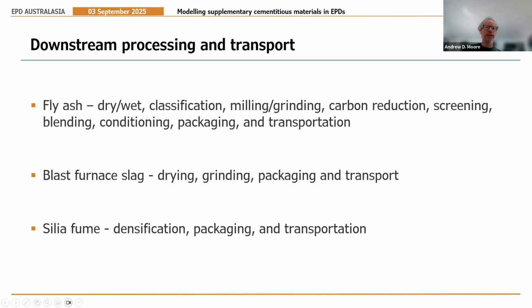So if the fly ash is collected dry and it comes through the electrostatic precipitators and is caught in the bag house and then put in a silo, there's very little additional processing associated with that. There could be some classification, like it could go through a cyclone. There could be some milling or grinding. There could be carbon reduction if the carbon content is over the Australian standards, so they may have to burn off some of that carbon. There can be further screening steps, blending, packaging, and then the downstream transportation.